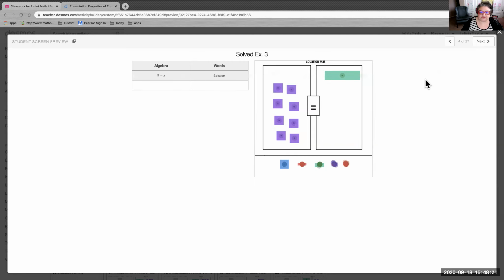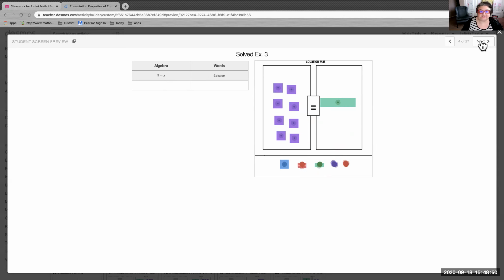You can switch the sides. You could have 8 equals X, okay? What you cannot have is another X in here. That would not work. It must be a green one. In other words, this here must be positive. A negative X wouldn't work, okay? So make sure you make note of that.